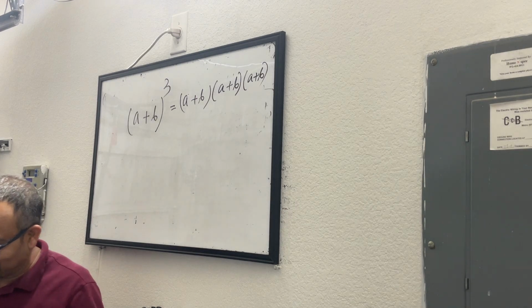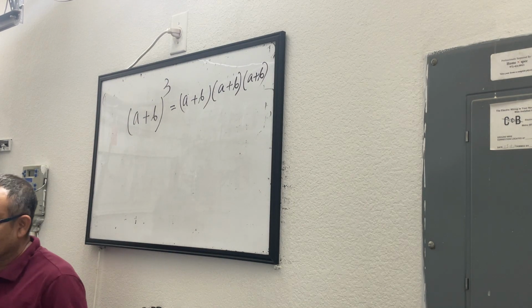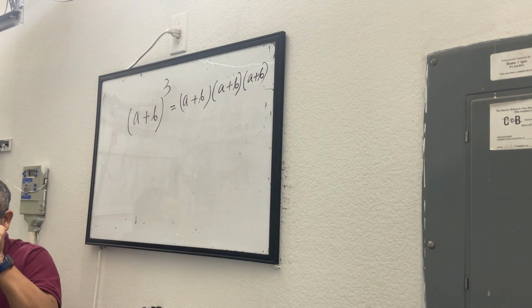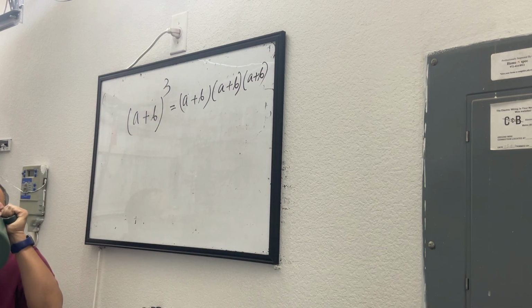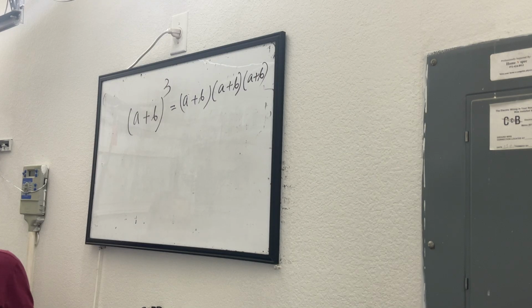Oh, I see that excitement. That's what I'm here for. Yes, so what did you get? 2a squared plus 4ab plus 2b squared. I would suggest you review your answer one more time.